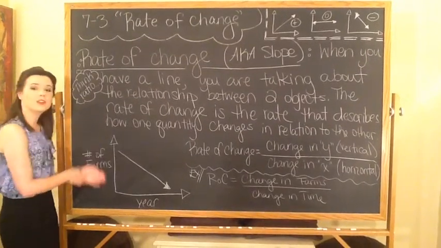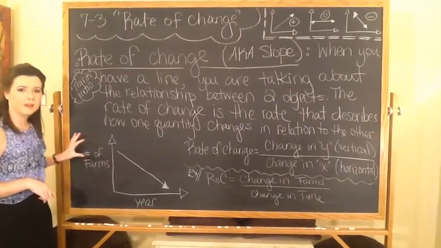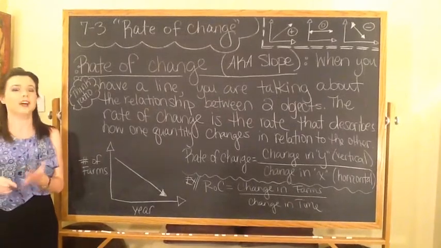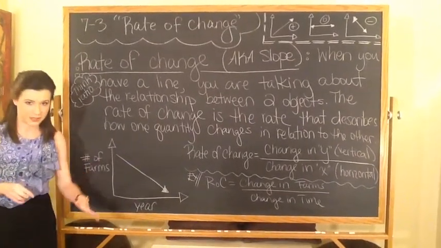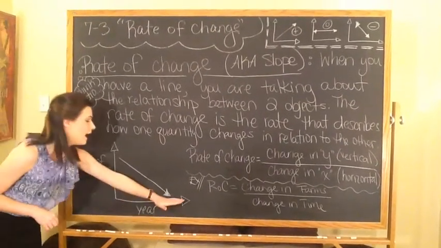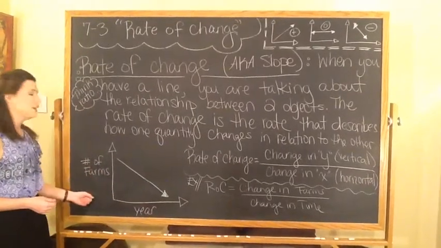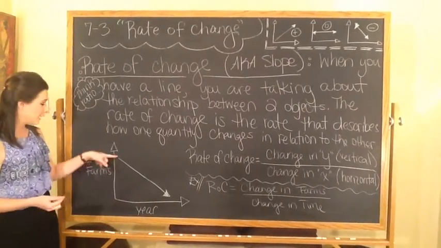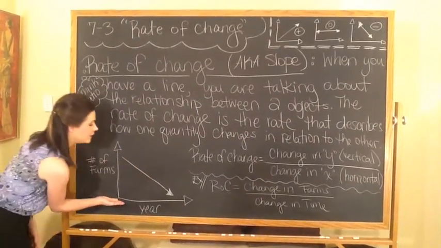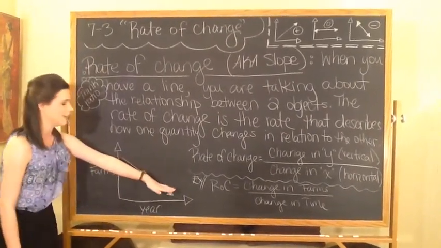For example, one of the examples you had two lessons ago had to do with the number of farms over time. The chart told you that over time the number of farms decreased. If we make a chart, one axis represents the year, or as time goes on, and the other represents the number of farms. We start up here, and over time our number of farms goes down. So as the years go on, the number of farms decreases.